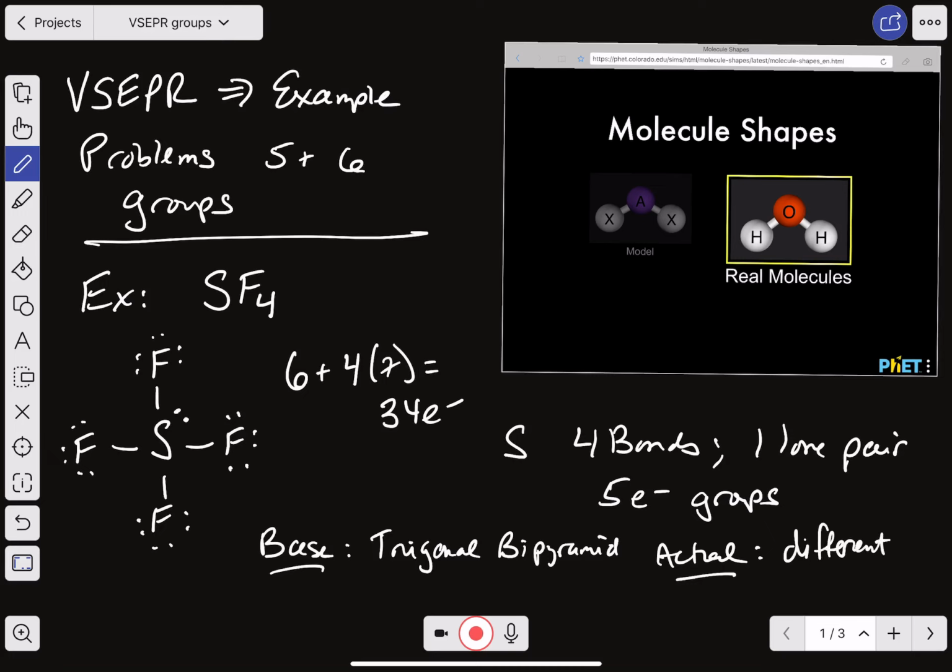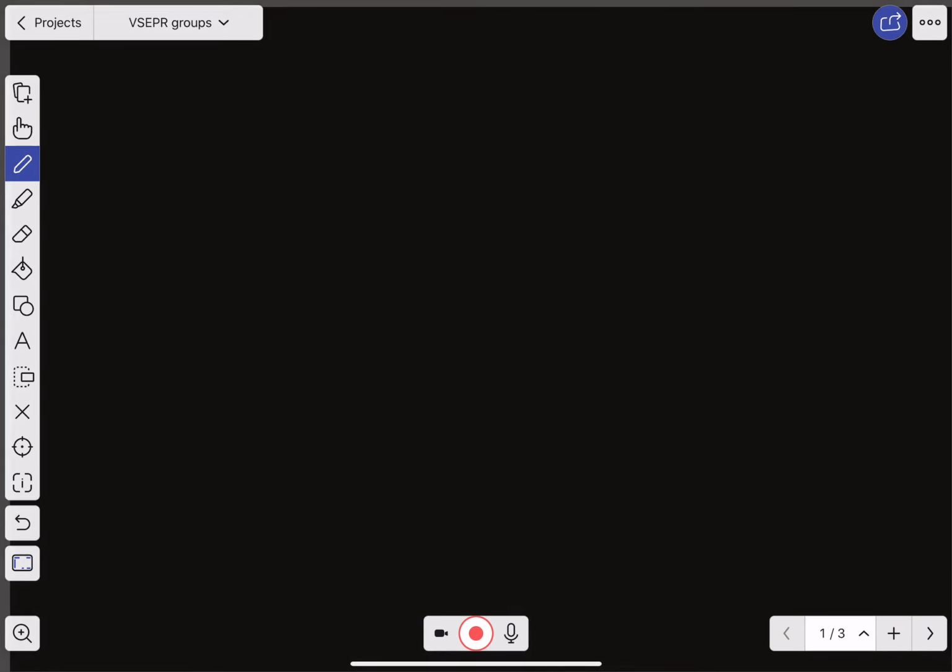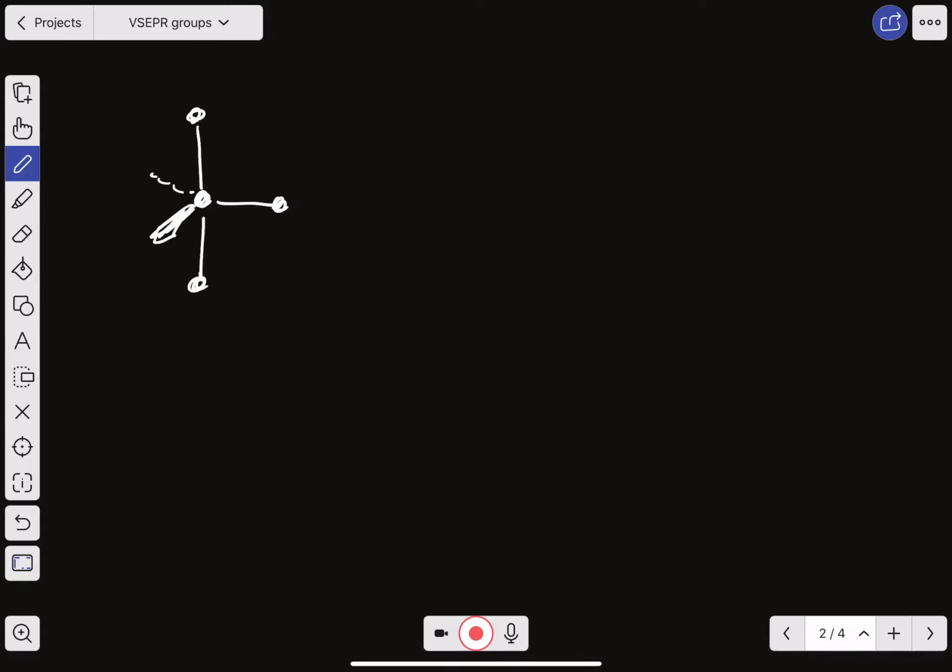When I think about a trigonal bipyramid, I'm going to give myself a little more space, so I'm going to add a blank slide here. With trigonal bipyramid as the base shape, if it had all 5 bonds, it would look something like this. I'd have 3 in sort of a T shape, 1 coming out at me, and 1 going in the back. That's what it would look like with 5 bonds.